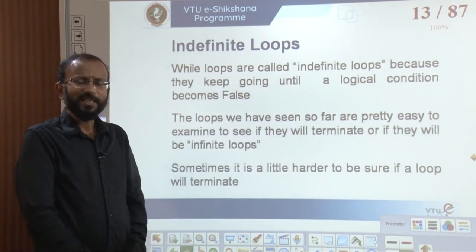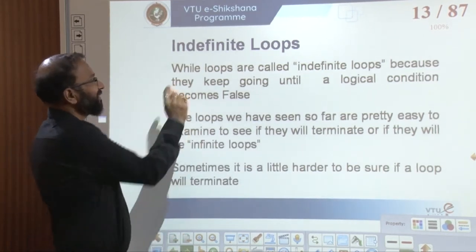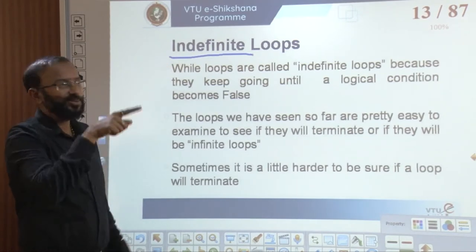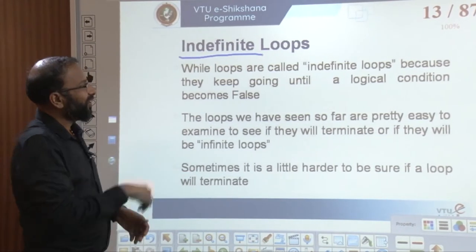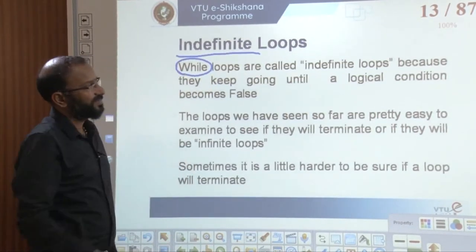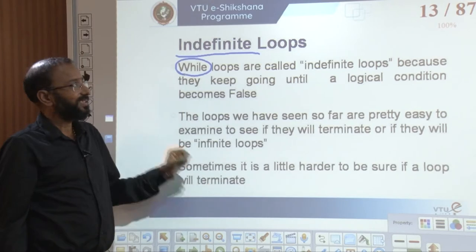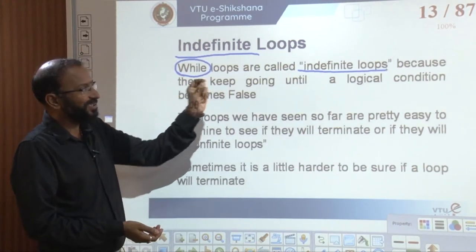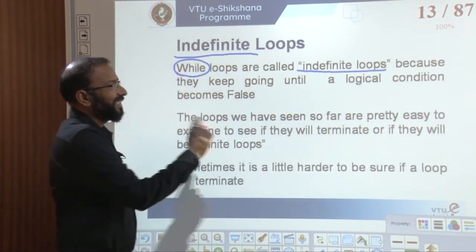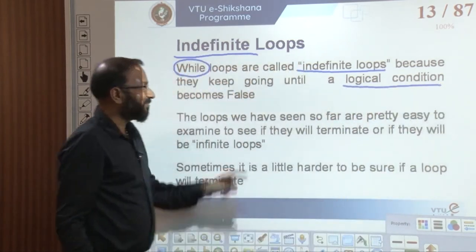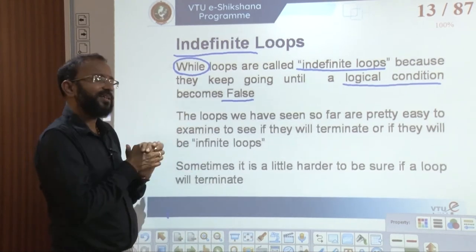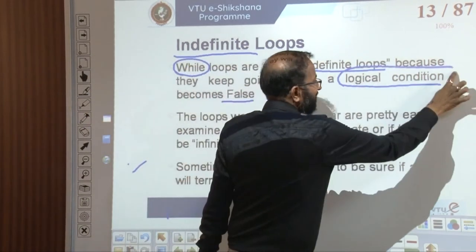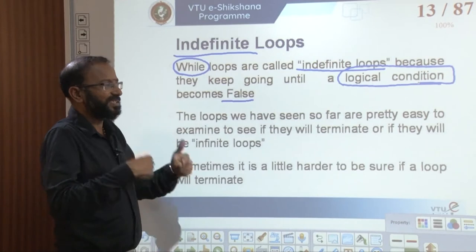Then we understood something like infinite loop, right? This is a word which we come across regularly, like definite and indefinite loop. So in that case, there is a small change here. The while loop we just discussed is of type indefinite loop. Now why are they called like that? Because they keep going until a logical condition becomes false. We never tell it to go for a particular number of times. We tell it that till the logical condition becomes false, keep executing.